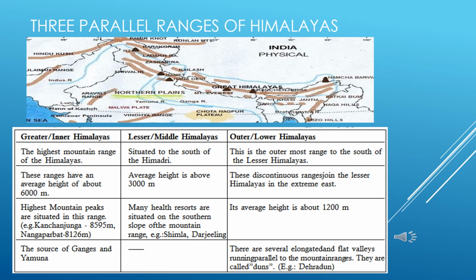The longitudinal valleys lie between the Lesser Himalaya and the Shivalik, and they are known as Doon. Dehradun, Kotli Doon, and Patli Doon are some of the well-known Doons.